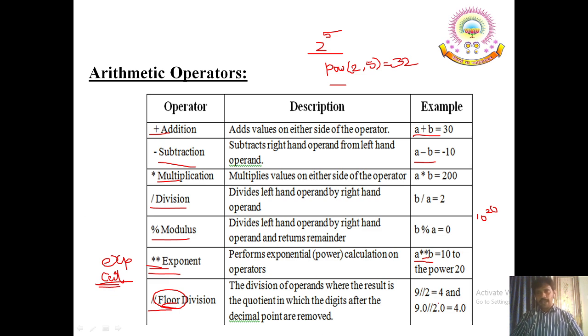So here, the floor operator is double slash. 9 double slash 2 is 4. Actually 9 divided by 2 will give 4.5 with the normal division operation. Then 9.0 divided by 2.0 is equal to 4.0. The division of operands where the result is the quotient in which the digits after the decimal point are removed. This means that if any fractional part is there in the result, it is automatically truncated by the floor division operator.